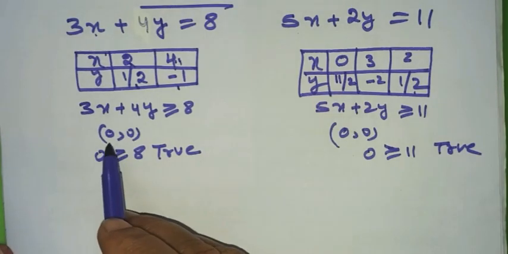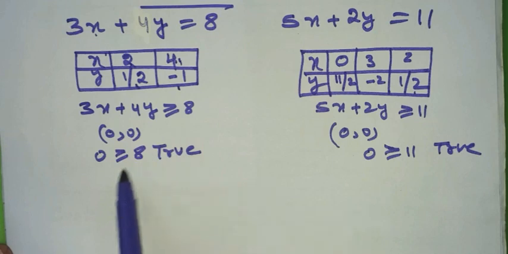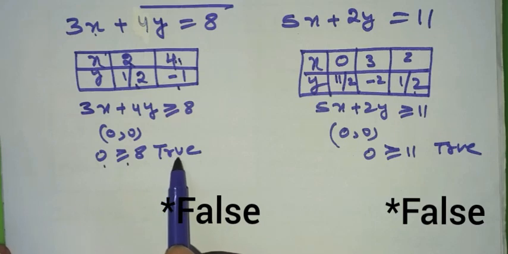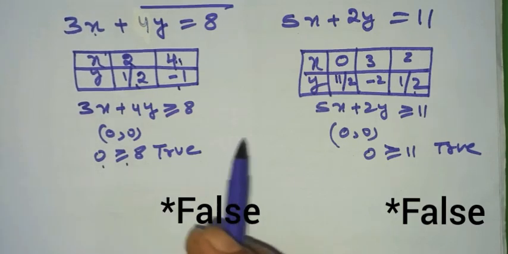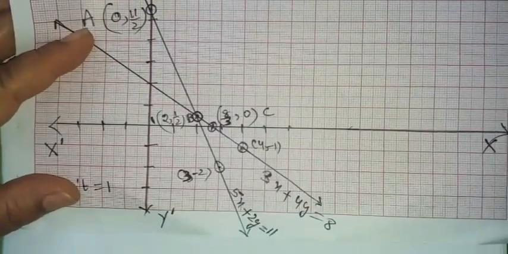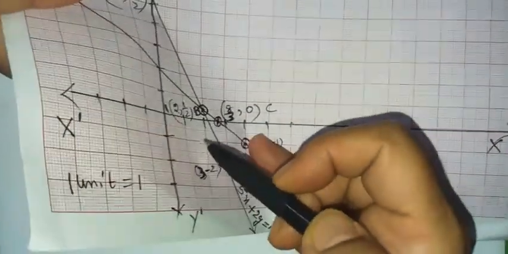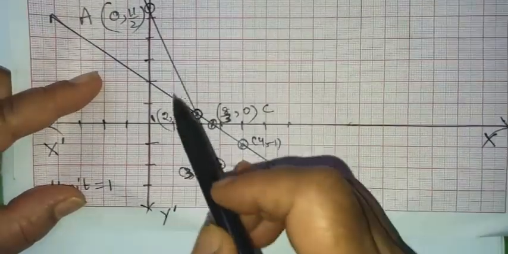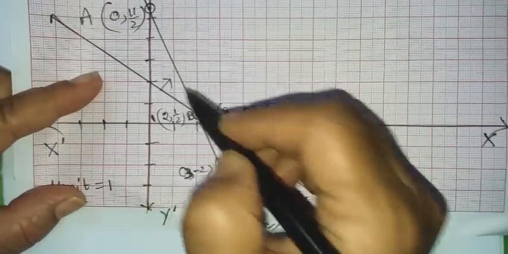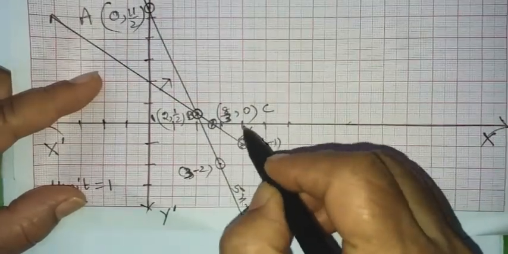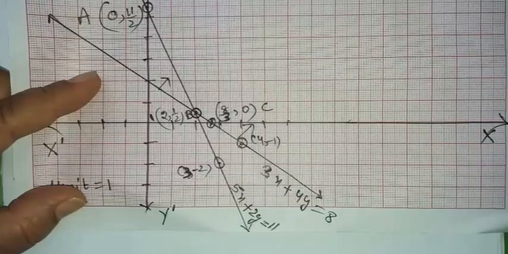I put the test point 0 in the first inequality. In place of x and y, I put 0. So, I got 0 greater than or equal to 8, which is a false statement. This means that the shading of the first line 3x plus 4y equal to 8, since 0 greater than or equal to 8 is a false statement, will be away from 0. Similarly, the shading of both the lines will be away from 0.